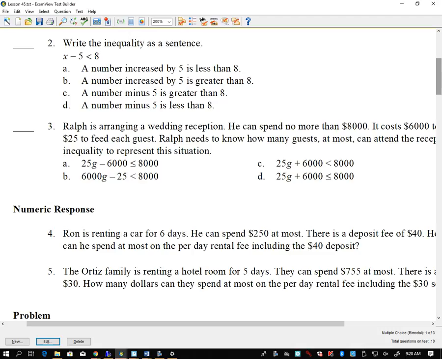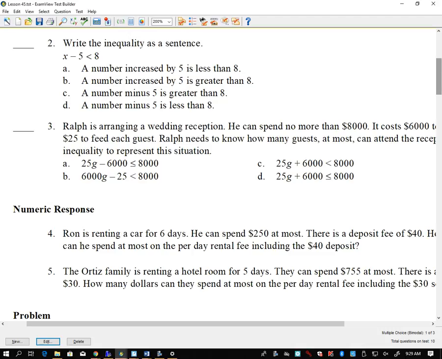All right, here we have an inequality, and we want to write this as a sentence. Keep the other one in mind. Now, you can see from the examples that we're not actually referring to x as x in this case. We're referring to x as a number. Meaning that we could use any variable besides x, but in this case we have x.